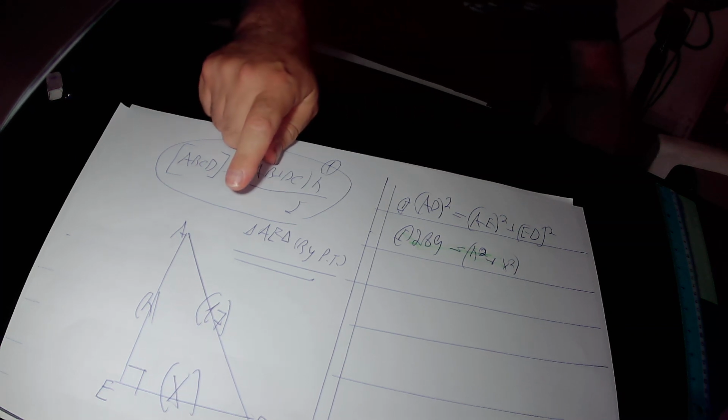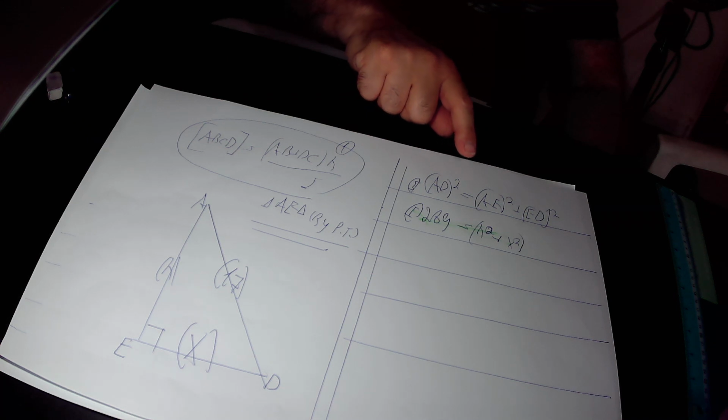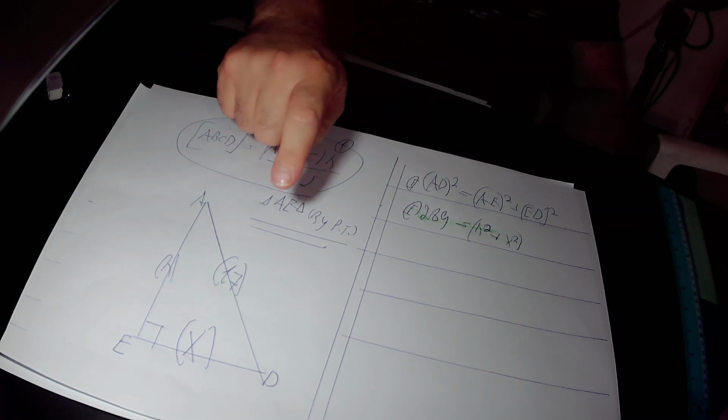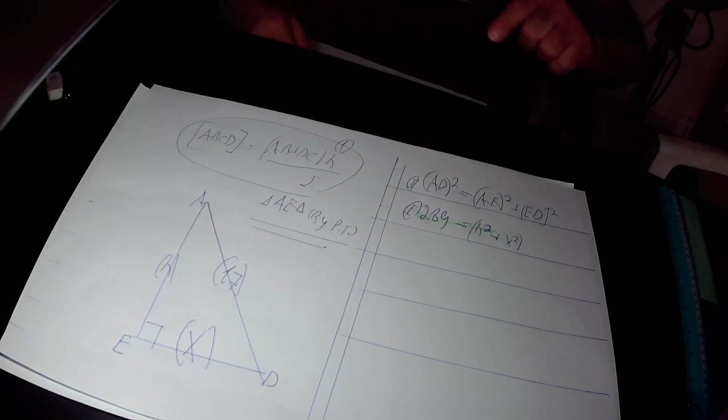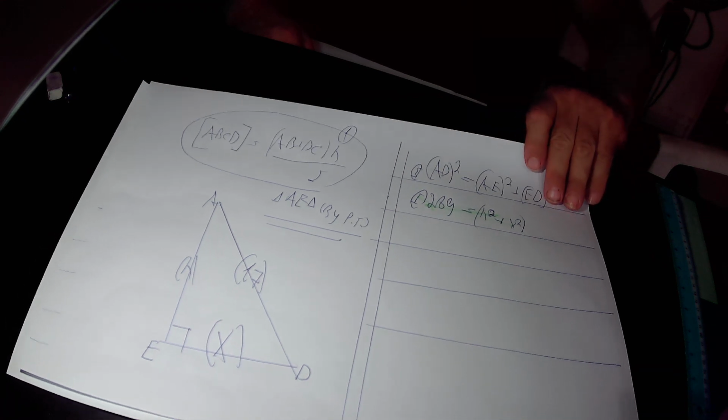AD is 17, therefore AD squared is 17 squared, that is 289. It equals AE squared; AE is h, therefore AE squared is h squared, plus ED squared. ED is x, therefore ED squared is x squared. So in total, we found that 289 equals h squared plus x squared. This is equation 1.